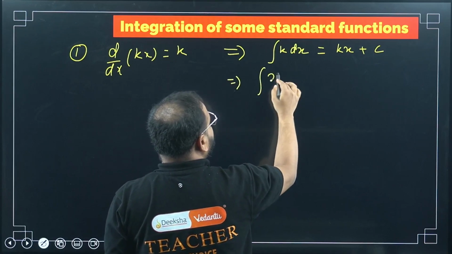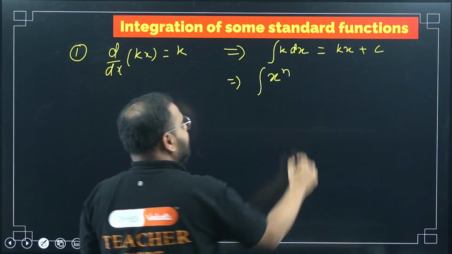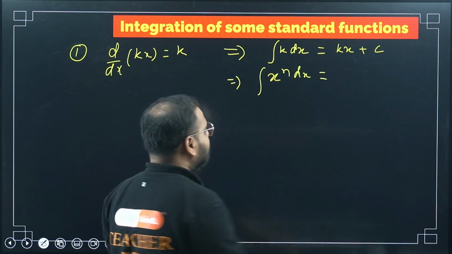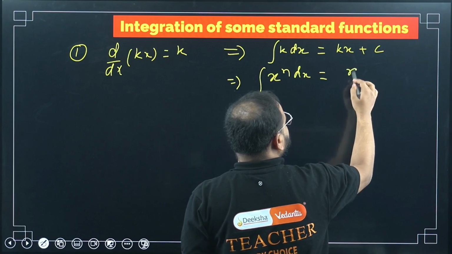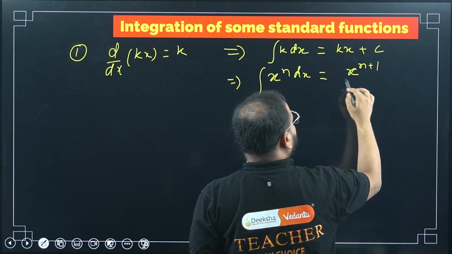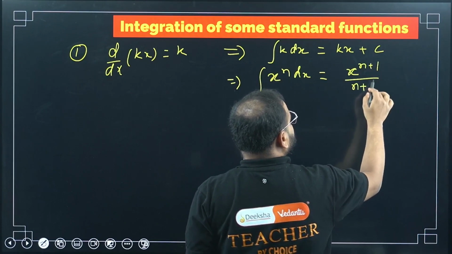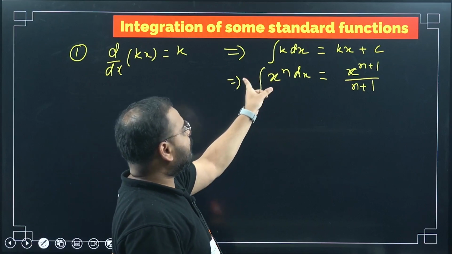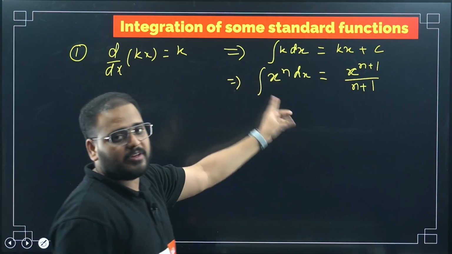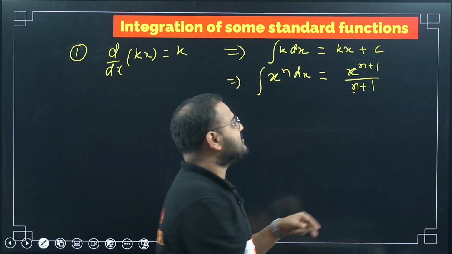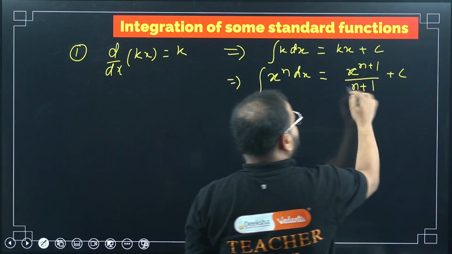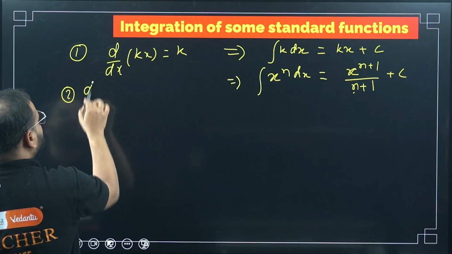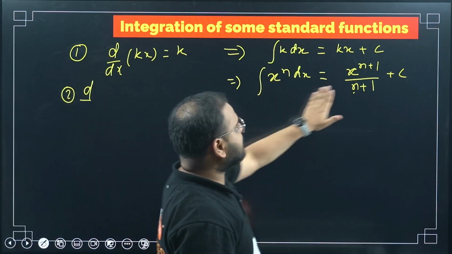Now the second formula: integration of x power n dx. What will I write for this? It will become x power n plus 1 upon n plus 1. If you remember, in the previous case, what was the differentiation? We should take this n over here. If you want, I can differentiate this. I'll show you. I'll differentiate this part. See, integration of this is this.